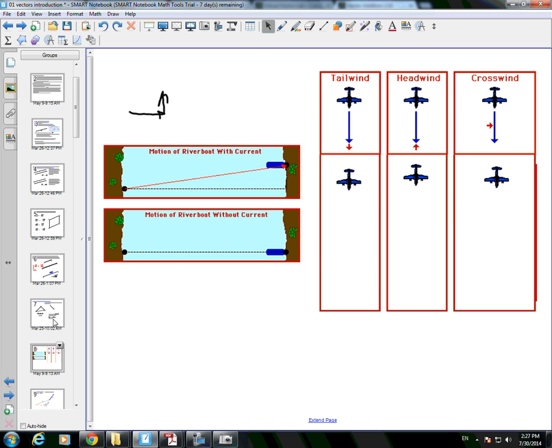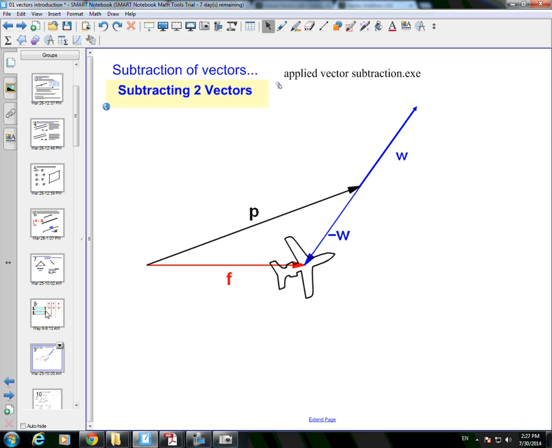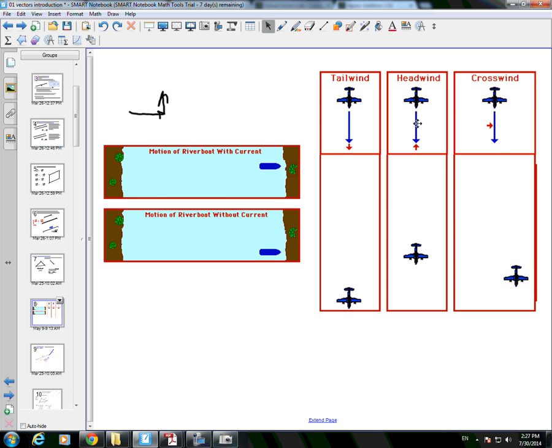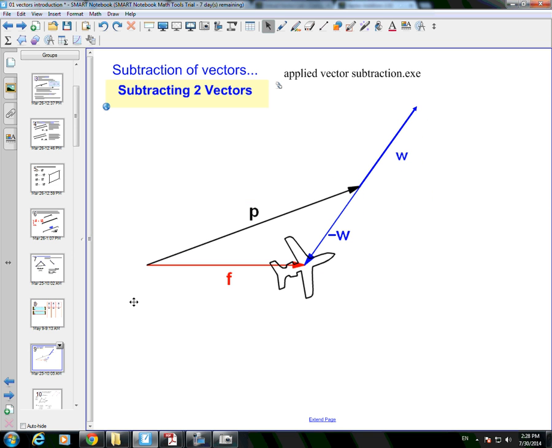So that shows an illustration of why we are interested in adding vectors at all. And you'll notice with the plane, I mentioned subtracting vectors. We're going to subtract the force of the wind from the force of the plane. We can subtract vectors as well, and subtracting vectors is basically adding the opposite direction, or opposite sense, of a vector.